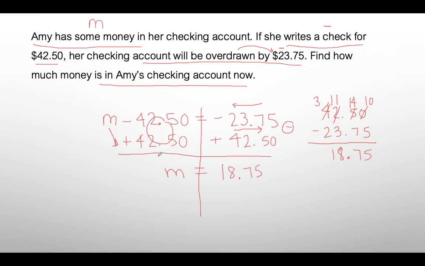So remember, this was a word problem, and you really want to try to make sure that your answer makes sense in the context. It says find how much money is in Amy's checking account now. So I can say Amy has $18.75 in her checking account now.